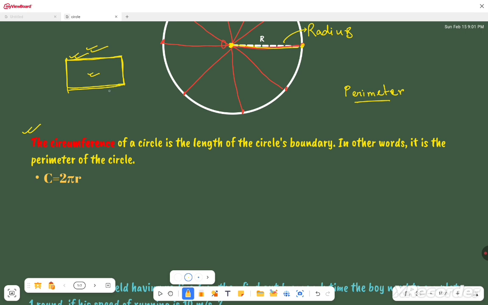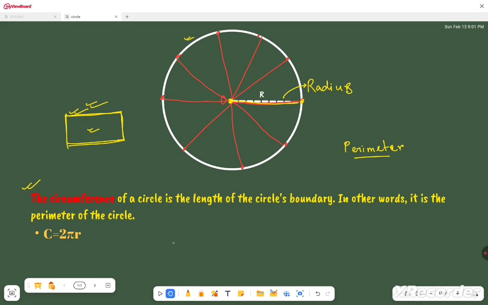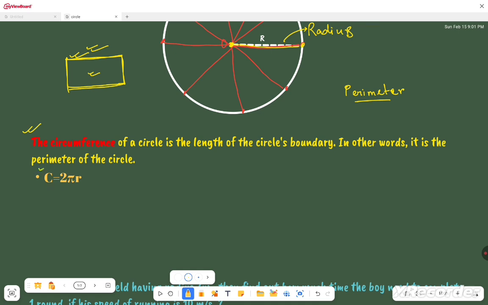Since a circle is also a two-dimensional shape, it also encloses some area, so it also has a boundary. The total length of the boundary of the circle is called the circumference of the circle. Or we can say the circumference of a circle is the perimeter of the circle. It has a formula, 2 pi r. We denote circumference with the letter C, so C equals 2 pi r.